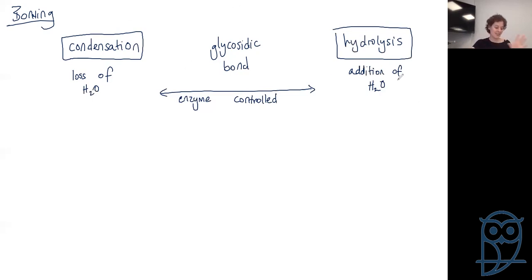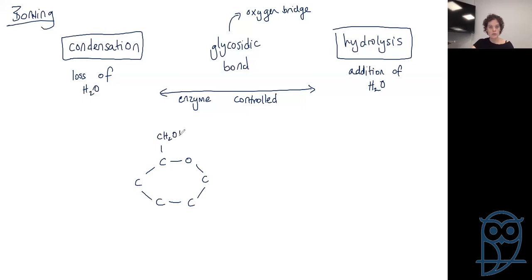Bonding, condensation, hydrolysis, addition of water, loss of water. The glycosidic bond is an oxygen bridge. And let us do it alpha glucose for now. So carbon, oxygen, carbon, carbon, carbon, carbon, CH2OH. Okay, then we have another carbon, carbon, oxygen.